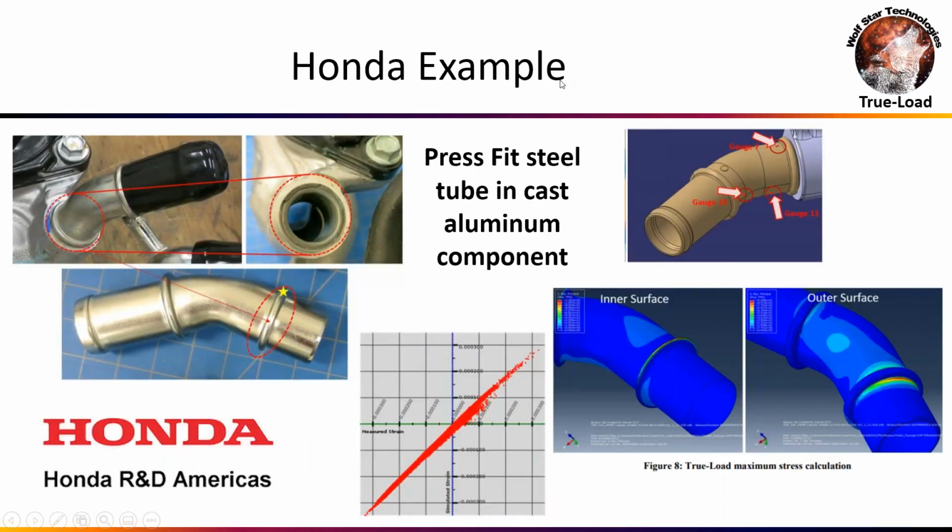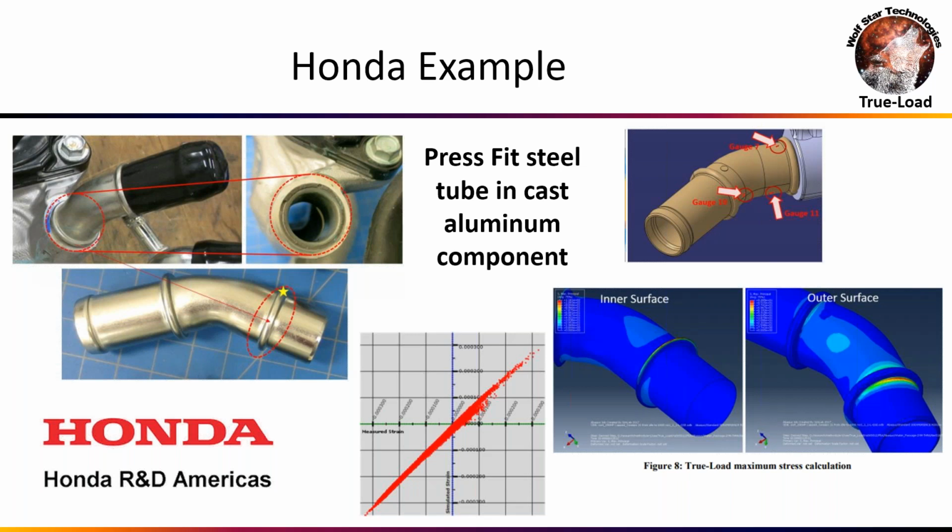Okay, I've got a couple of customer examples here. This first one is from Honda. Honda is using this on all sorts of things, but this example here is a steel tube for oil passages on one of their engines, and they were having issues with some fatigue cracks happening on this, and the loading on this is extremely complex. They've got pressure loading, they've got thermal loading, and they've got physical, mechanical loading going on in this.